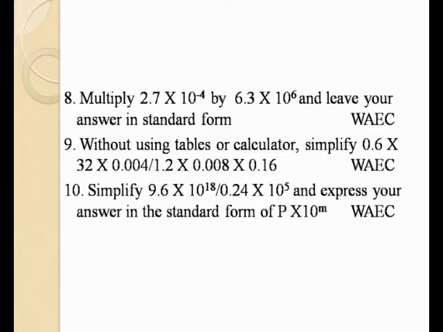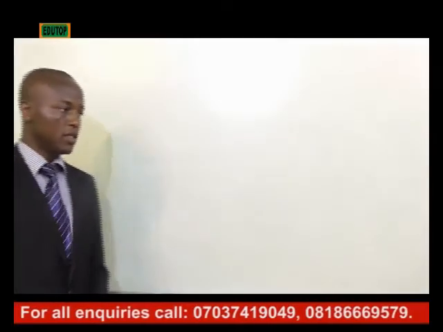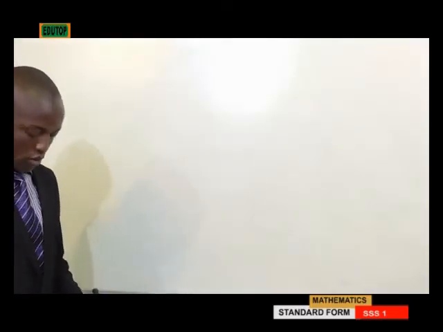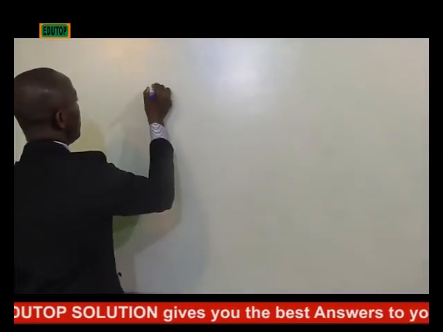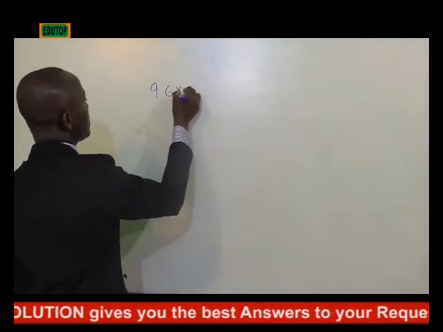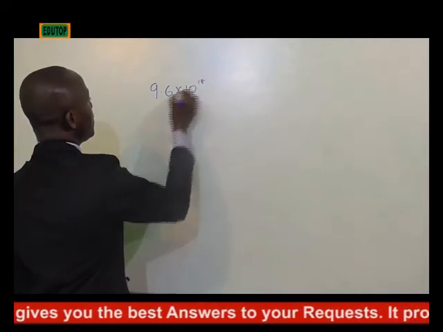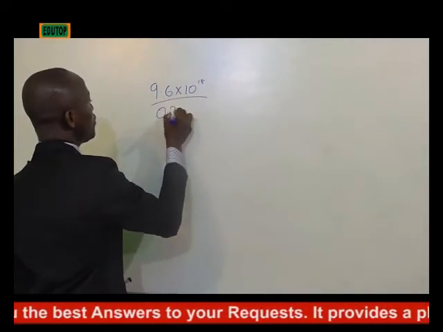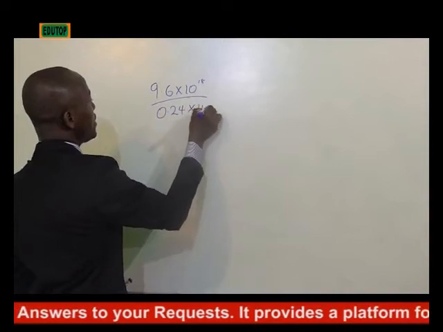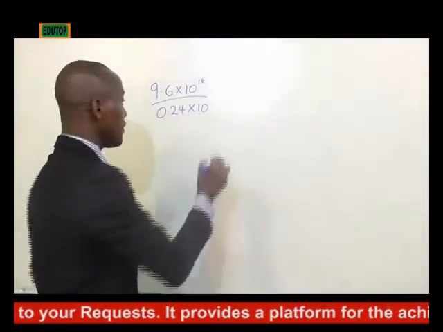Simplify 9.6 times 10 raised to power 18 divided by 0.24 times 10 raised to power 5 and express your answer in the form of P times 10 raised to power n. That is, 10 raised to power n is the standard form in which we are to report our answer. 9.6 times 10 raised to power 18 divided by 0.24 times 10 raised to power 5.